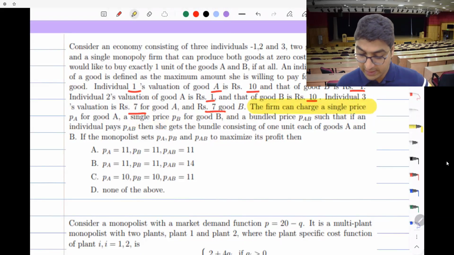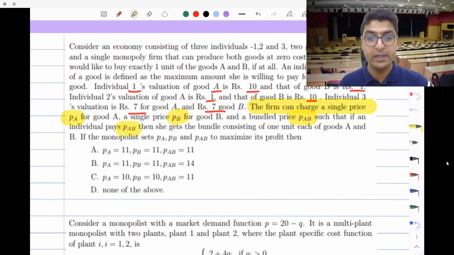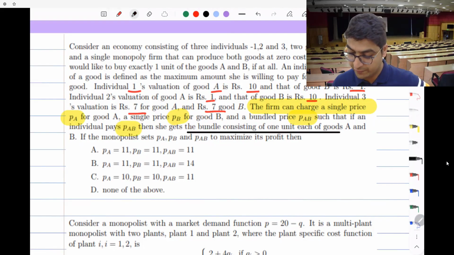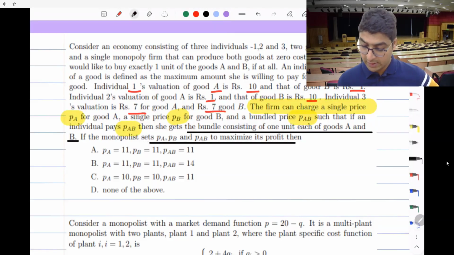Finally, the firm can charge a single price PA for good A, PB for good B, and a bundled price, a combined price for both the goods, such that if an individual pays PAB, then she gets the bundle consisting of 1 unit each of goods A and B. तो एक combined price charge कर सकते हैं, and then दोनों goods consumer को मिल जाएंगे by paying that price. If the monopolist sets PA, PB and PAB to maximize the profit, then वो price vector क्या होगा?